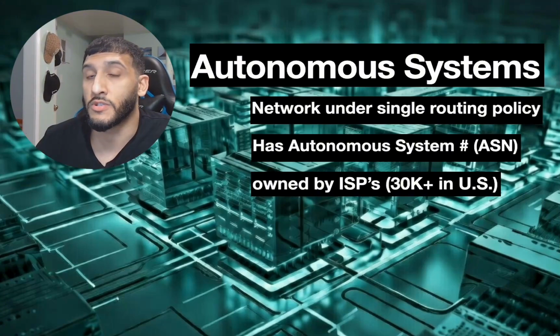It has an autonomous system number, and they're owned by internet service providers. Within the US, there's 30,000 plus, probably 50, 60,000 of them. Without these autonomous systems, the internet would not exist.